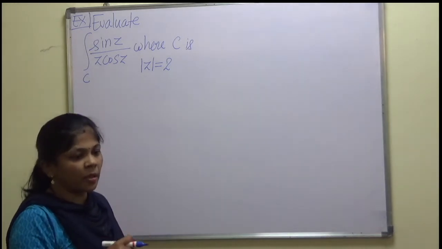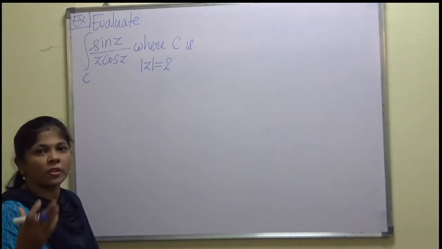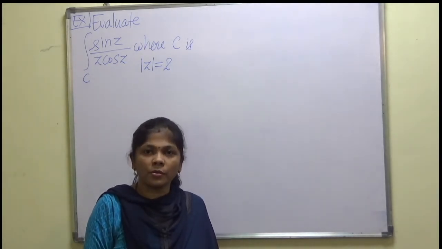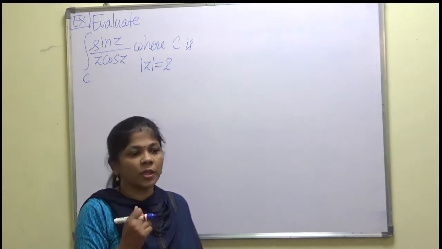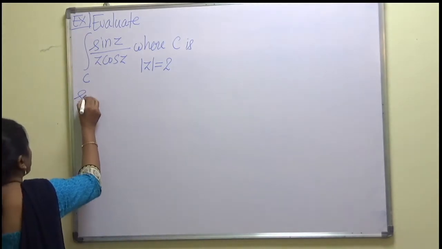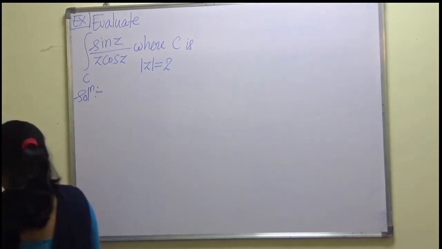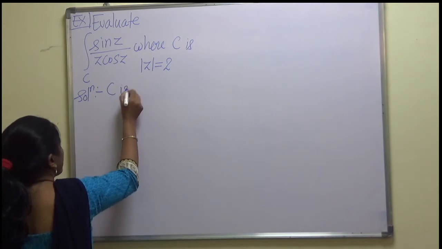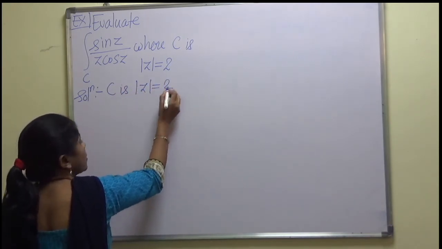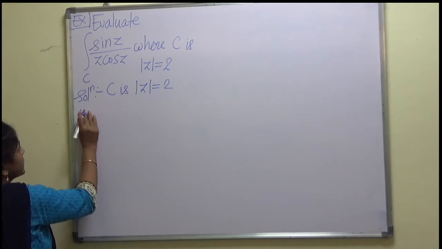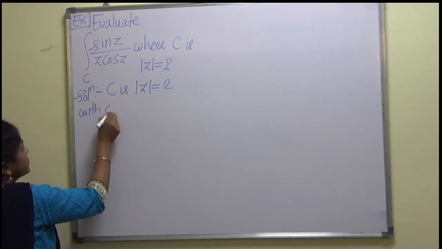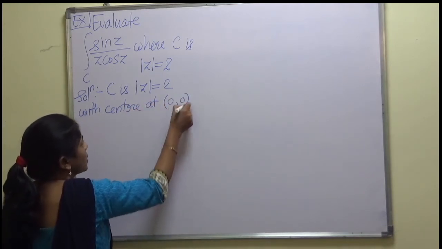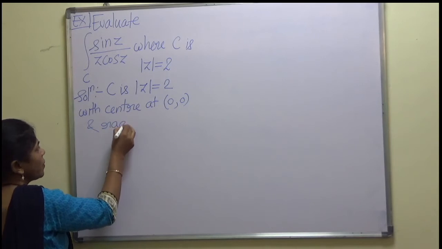Now here, remember, the method is not mentioned. You have the choice: either you can use the Cauchy integral formula or the Cauchy residue theorem. Here we will use the Cauchy residue theorem. So the circle C is given by mod of z equal to 2, with its center at (0, 0) and radius 2.